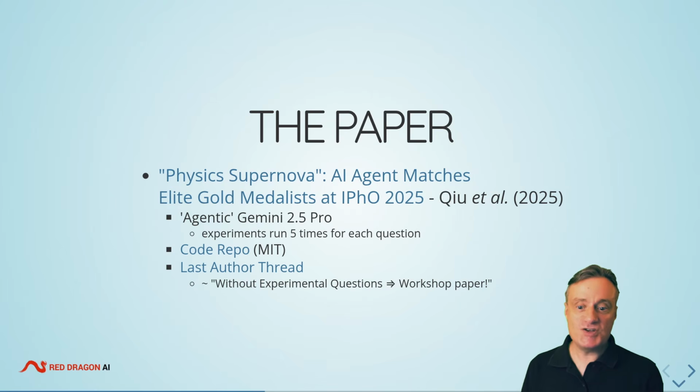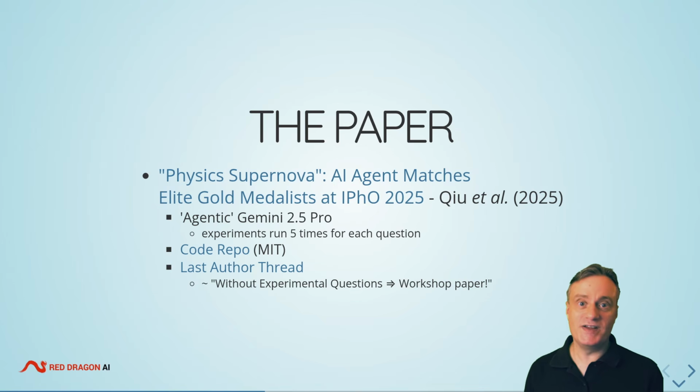Okay, so the actual paper is called Physics Supernova: AI agent matches elite gold medalists in IPhO 2025. This is using Gemini 2.5 Pro agentically, and they just ran their system 5 times on each of the questions.